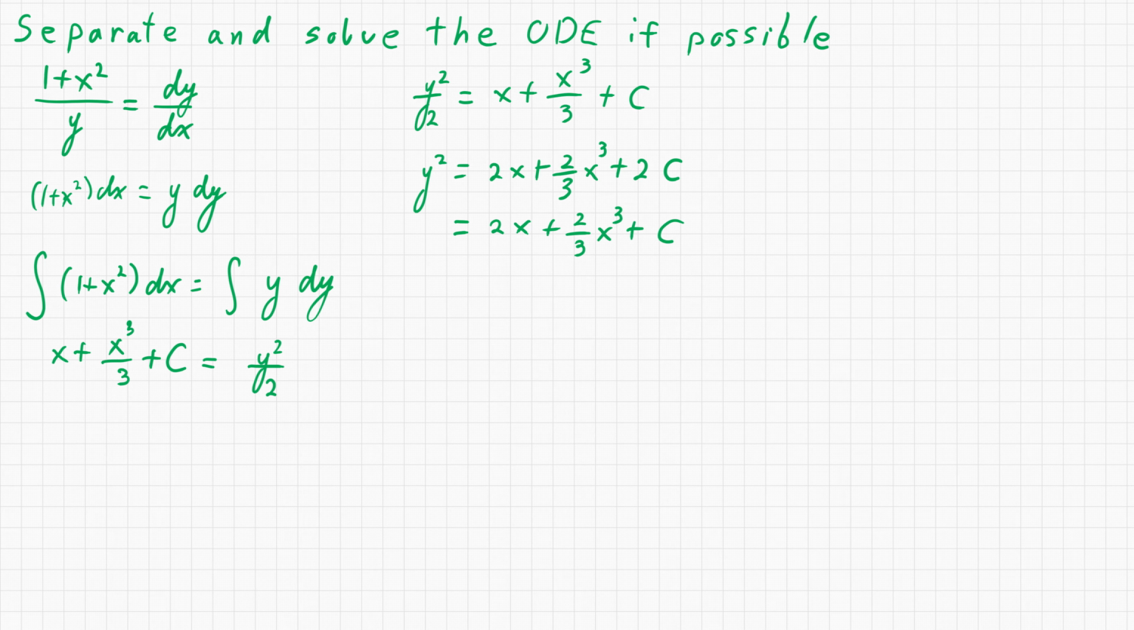So now we have y squared equals this thing. The last thing is to take a square root. So y equals, we have to remember the plus or minus, square root of 2x plus 2 thirds x cubed plus c. And in order to pick the plus or minus, that's going to depend on what the initial condition is. We don't know that here, so we're just going to leave it as plus or minus.